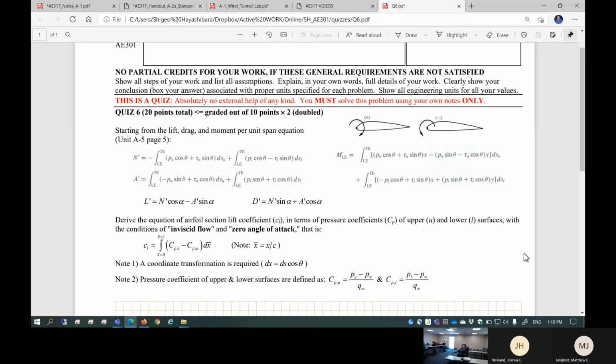So this is what I'm talking about, okay? This is basically the surface pressure and the shear stress distribution. Look at that. This is the surface pressure and shear stress distribution, upper and lower surface both. If you integrate from leading edge to trailing edge and then resolve into perpendicular and parallel directions, you get the lift.